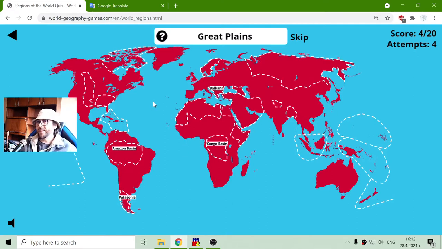Okay, the Great Plains is a popular region in the United States. Also, when playing civilization games, there are specific maps that are called Great Plains. So it is a lot of plains, not a lot of water, and no seas. Great Plains. Okay, the Bengal region is here near India, but which one of these?